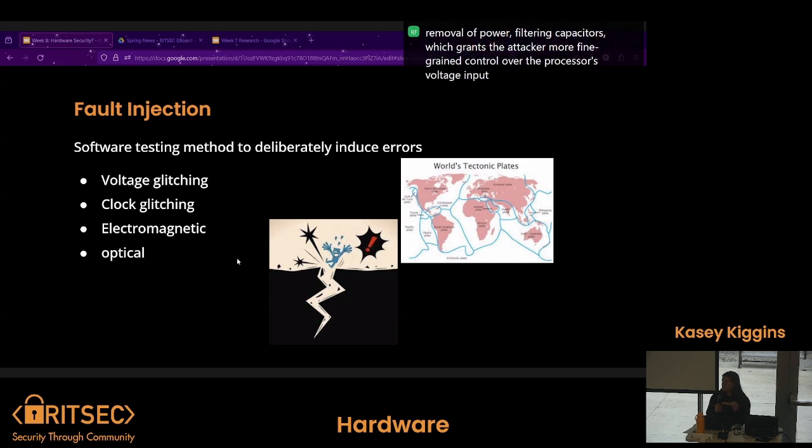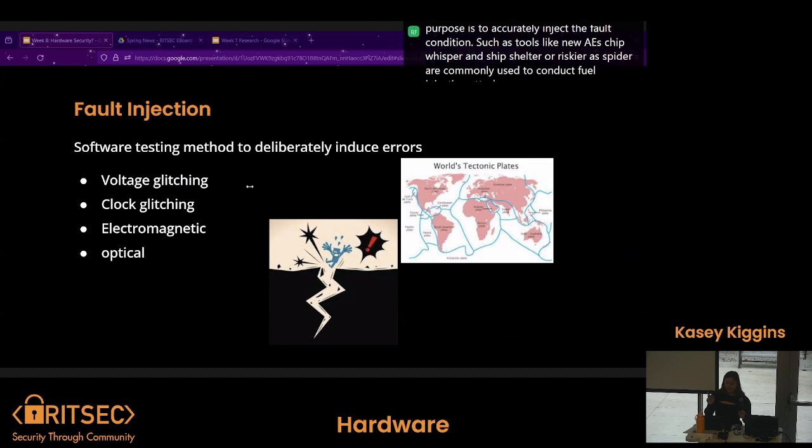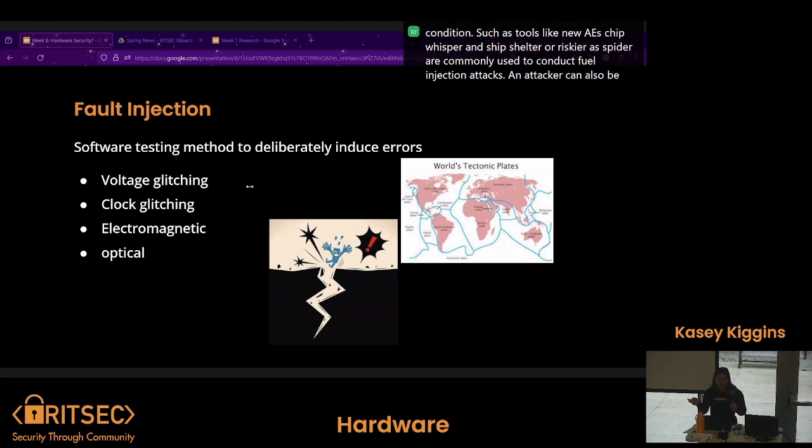All glitching attacks require the use of an apparatus whose purpose is to accurately inject the fault condition. Tools like NewAE's ChipWhisperer and ChipSHOUTER or Riscure's Spider are commonly used to conduct fault injection attacks. An attacker can also build their own custom glitching harness.